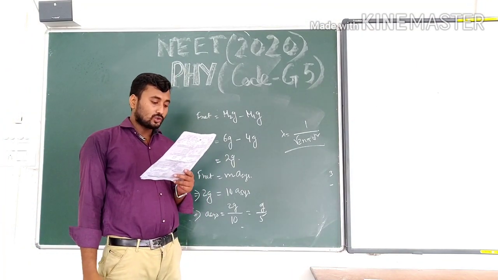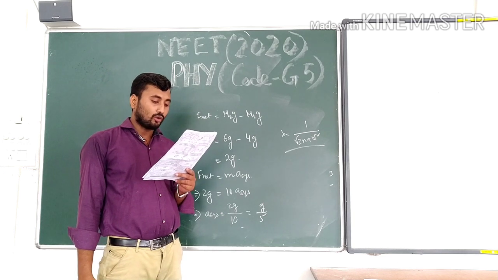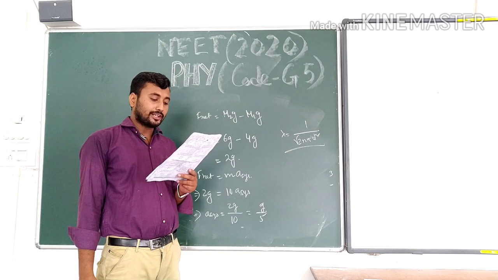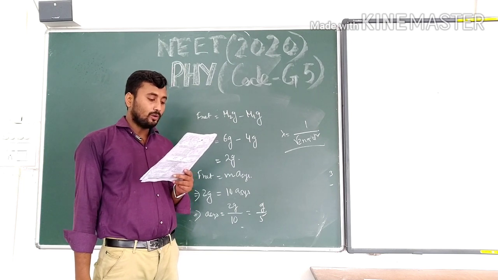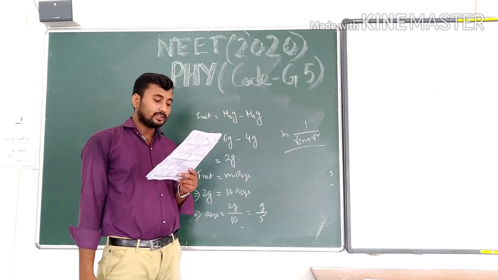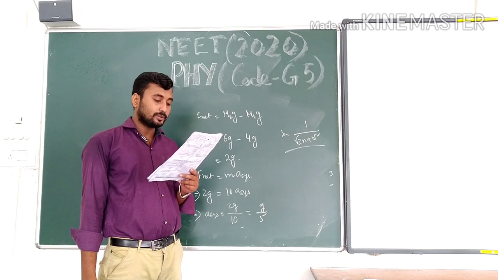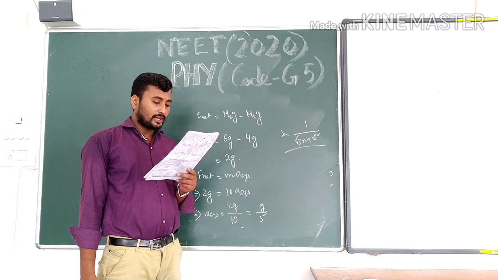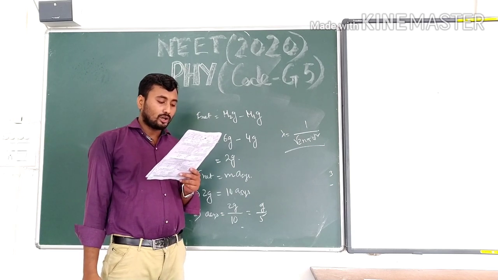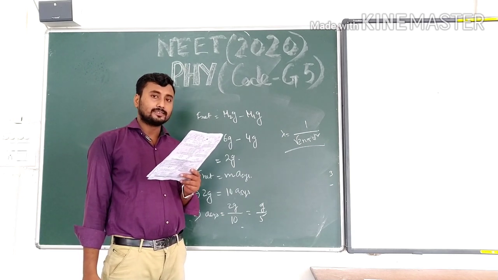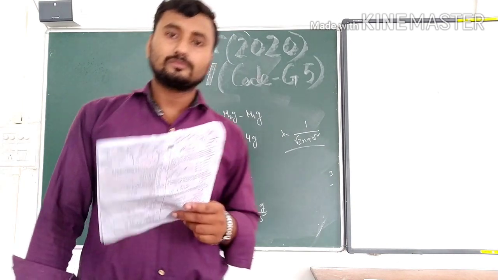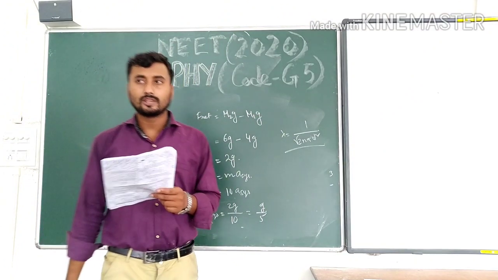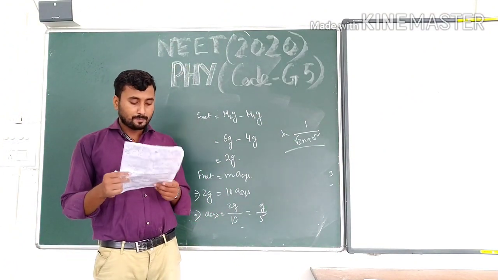Next, 158. A short electric dipole has a dipole moment of 16 × 10⁻⁹ C m. The electric potential due to the dipole at a point at a distance of 0.6 meters from the center of the dipole, situated on a line making an angle of 60 degrees with the dipole axis, is how much?